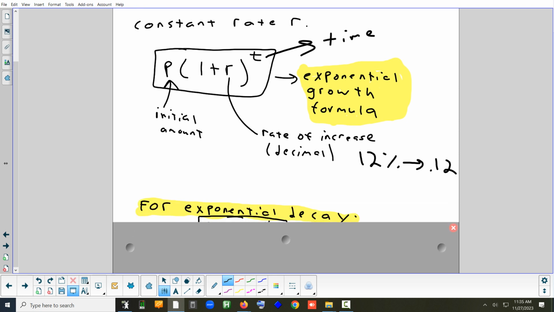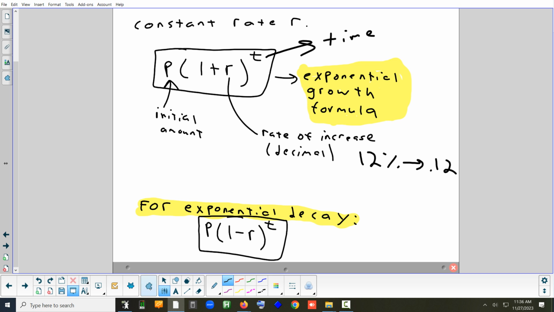Now, if you change one thing in that formula, it becomes decay. Anyone have a guess what would change to make it decay? Yep. 1 minus. Right, it becomes 1 minus R. So if you said you have a decay rate of 5%, that means the population is decreasing 5% every year.